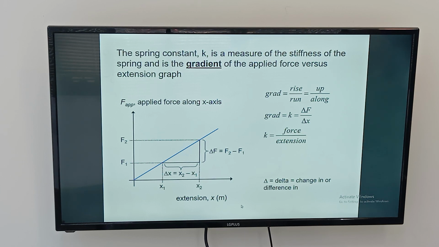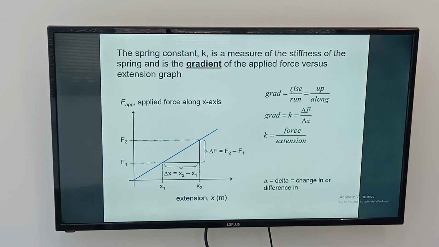The spring constant K is a measure of the stiffness of the spring, and is the gradient of the applied force versus extension graph. This means the constant measures the stiffness of the spring, whether the spring is stiff and rigid and won't extend because of its tension, or it's very loose. The coils of the spring are very loose, and it's the gradient of the applied force versus the extension graph.